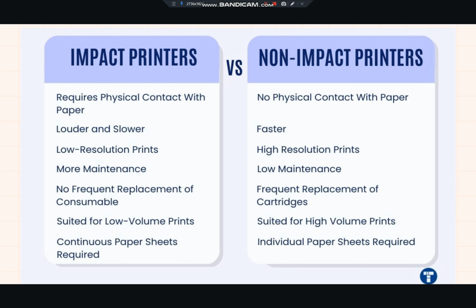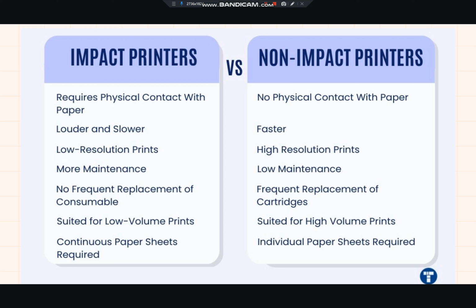I hope that you are clear with all the types. But at some point of time, if you want to know what the major differences between these printers are, here we go. Impact printers need physical contact, whereas non-impact printers do not need any physical contact. Impact printers are louder and slower, whereas non-impact printers are faster. Impact printers have low resolution prints and non-impact printers have high resolution prints. Impact printers require more maintenance, while non-impact printers require less maintenance.